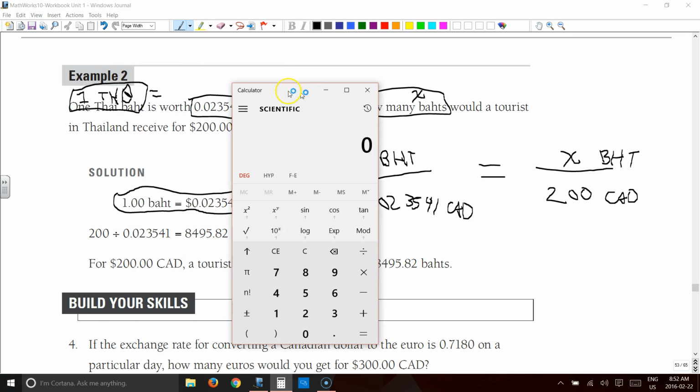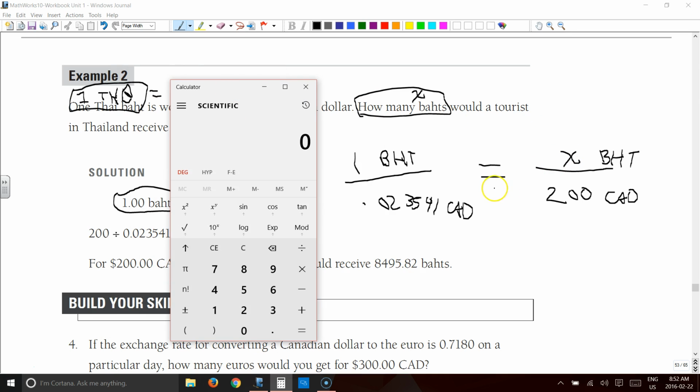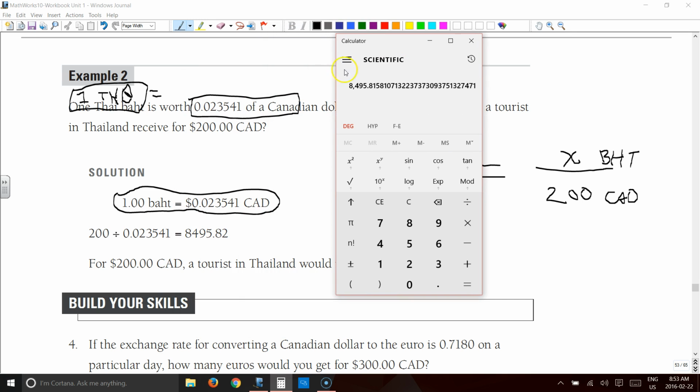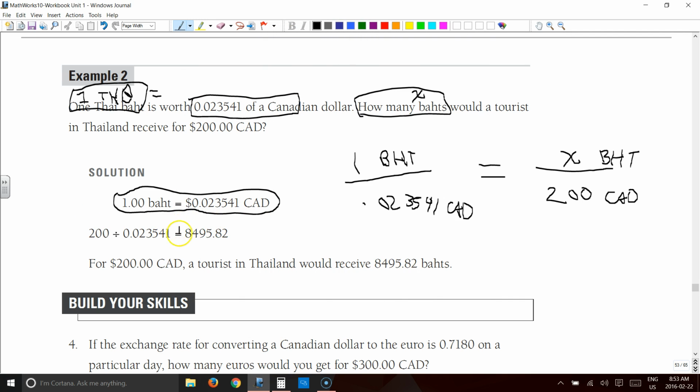So we've got x, and across from the x is the 0.023541. That means this is going to be doing the dividing, and the other two are doing the multiplying. So 1 times 200 is 200 divided by 0.023541. So that is our answer, 8,495.81 or 0.82. And there it is there.